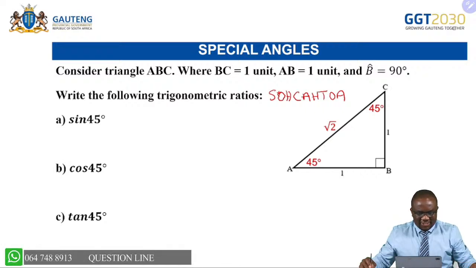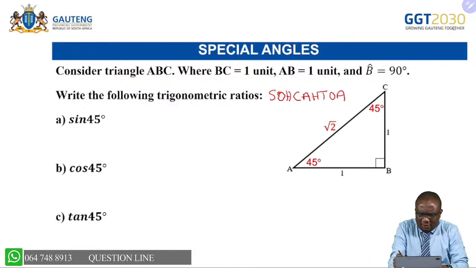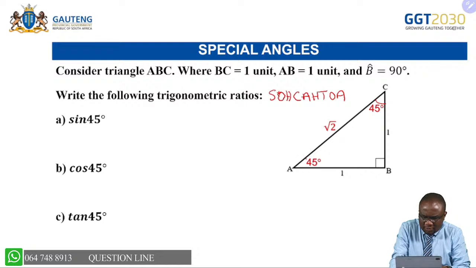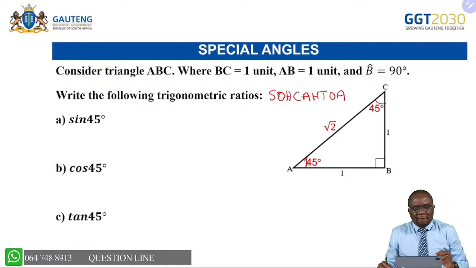Welcome back, grade 10. Did you get the answers? Sine 45. You can pick either one, they're going to give us the same answer. Sine 45 is opposite over hypotenuse. Opposite side is 1, hypotenuse is square root of 2. So it's going to be 1 over square root of 2. I want you to first put it in your calculator. Just say sine 45 and press equals. What do you get?